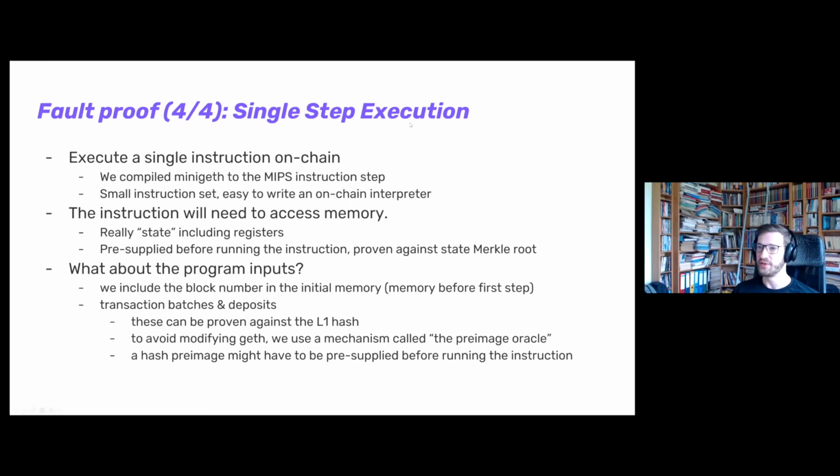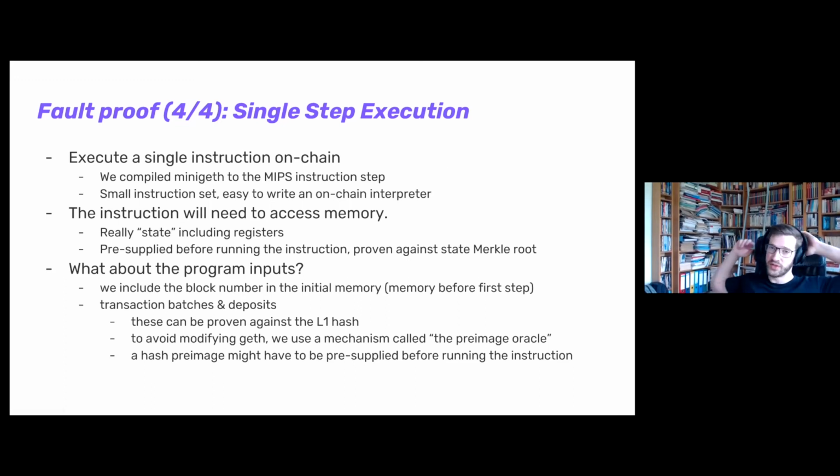The next step is then to execute the single instruction. For us, the steps or instructions are MIPS instructions. MIPS is an instruction set, and we just picked MIPS because it was very simple, so you can write a simple interpreter for it on chain. Also, Go Ethereum, as the name implies, is written in Go, and it's very easy to compile Go to MIPS. These two things together make it really easy to use MIPS.